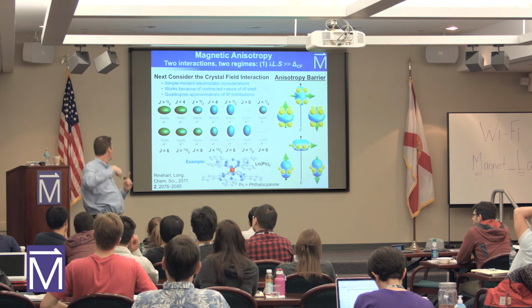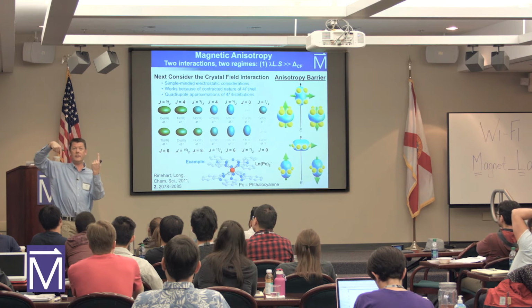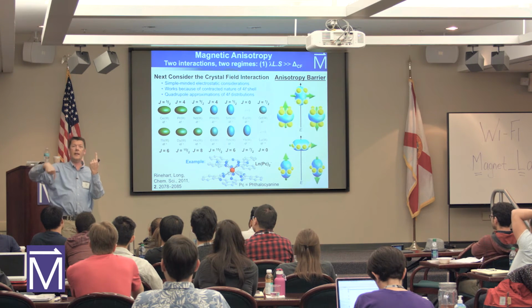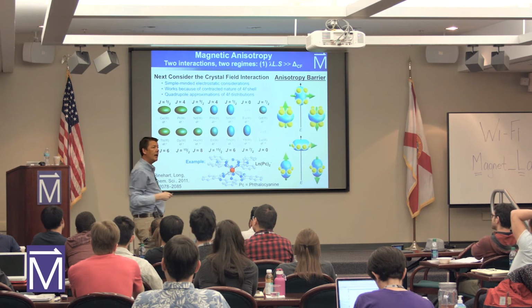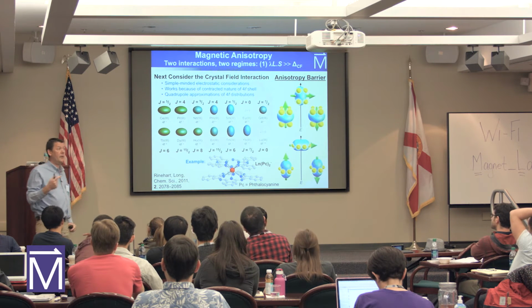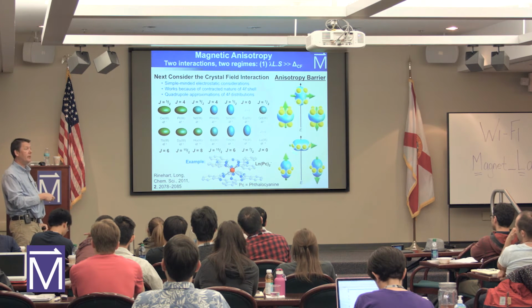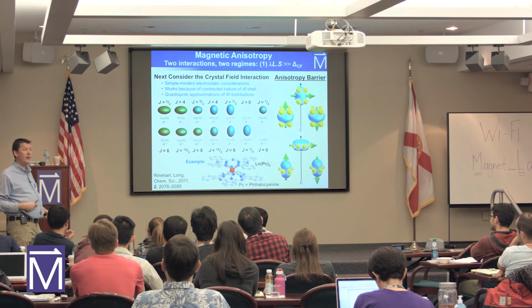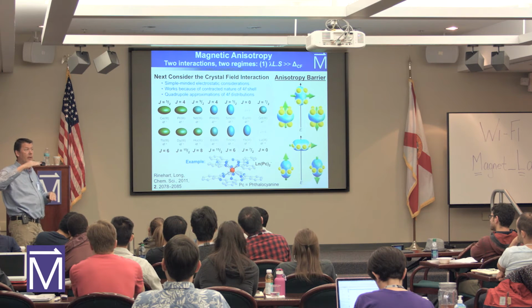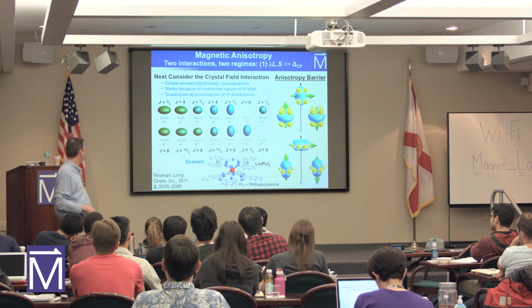Terbium is J equals 6. You end up with J equal plus or minus 6 as your ground state, and then a big energy barrier preventing reorientation. And chemists have now succeeded in making molecules that are bistable in exactly this way. The only problem is the temperature is still quite low. You have to go below about 16 Kelvin or so to see this bistability.